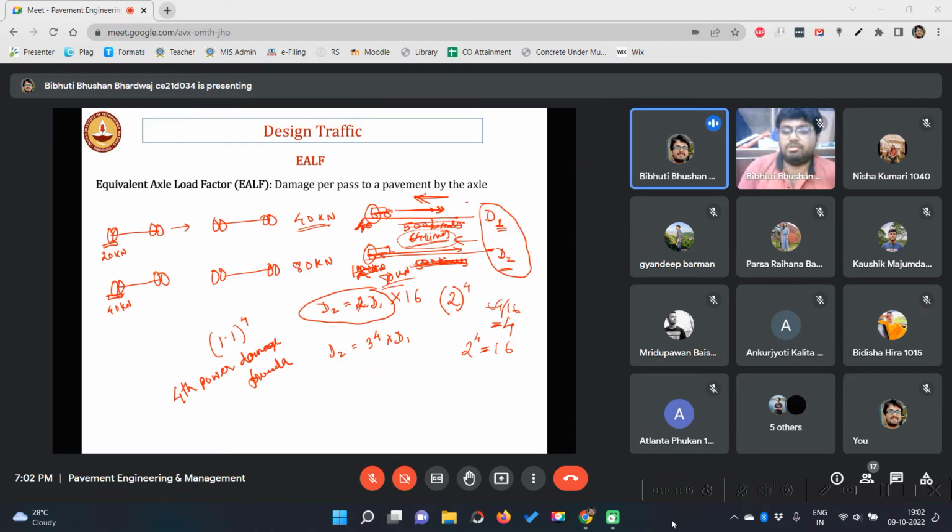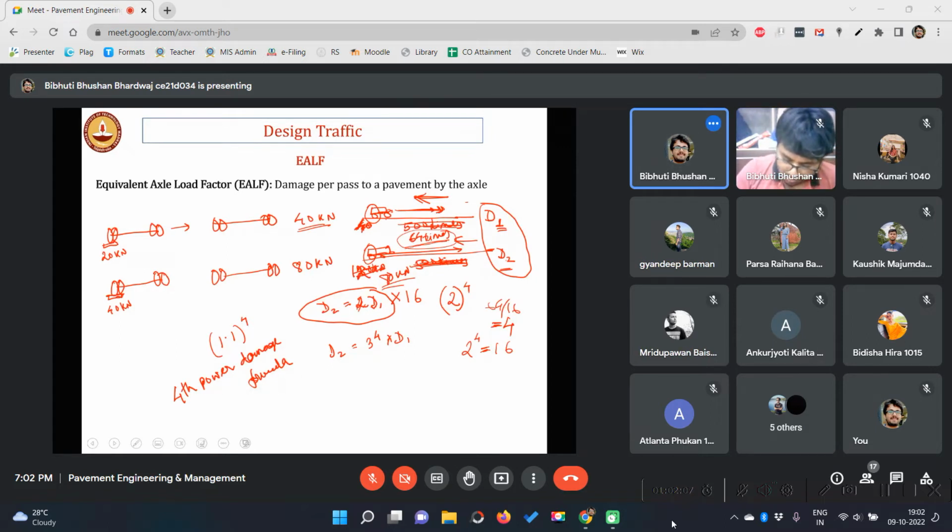That's why our roads are distressed so much, because overloading is not looked into that carefully. Okay, so understood about this overloading concept.